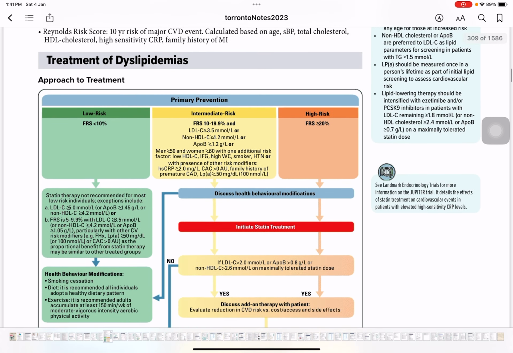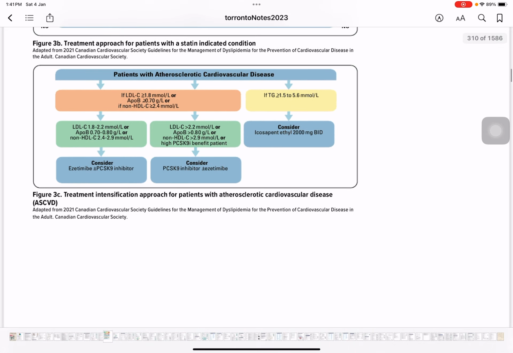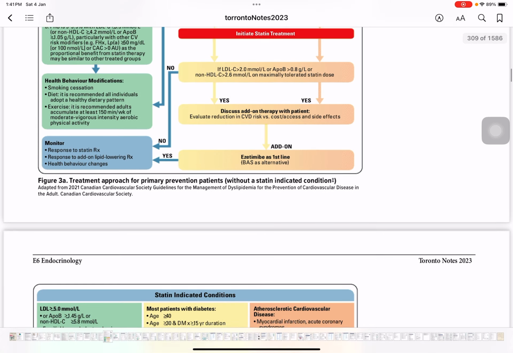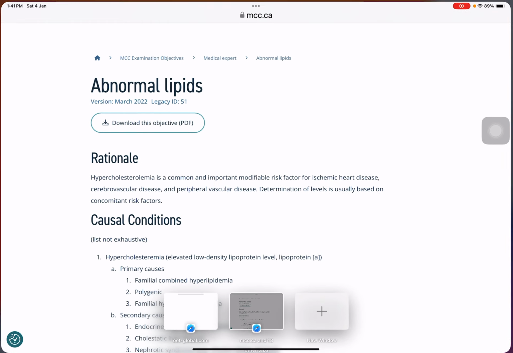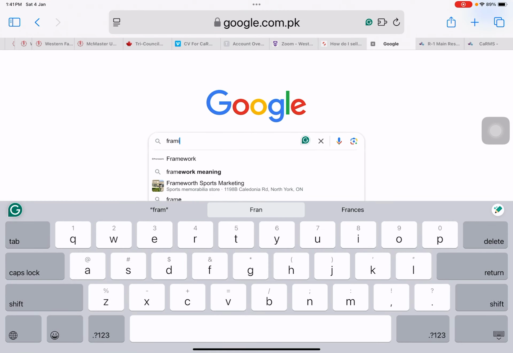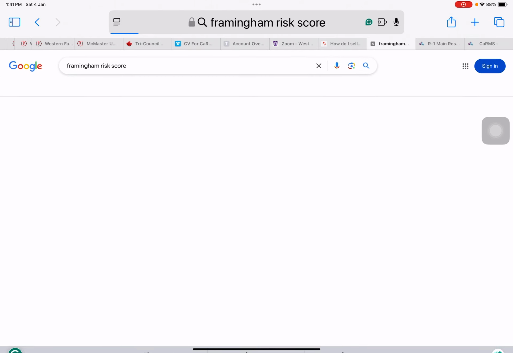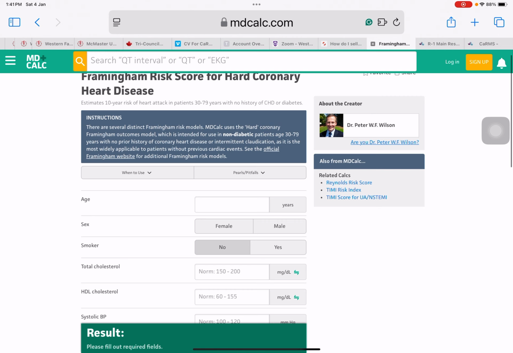Now moving on to the treatment of dyslipidemia approach, which we have already covered in the previous video, but I'm going to quickly go over this. So we use the FRS score, and I have shown you in the previous video what the FRS score is. Let me quickly show you over here as well. Anything that you're not sure about in the book, make sure you open Google and check on that. So this is the FRS score.